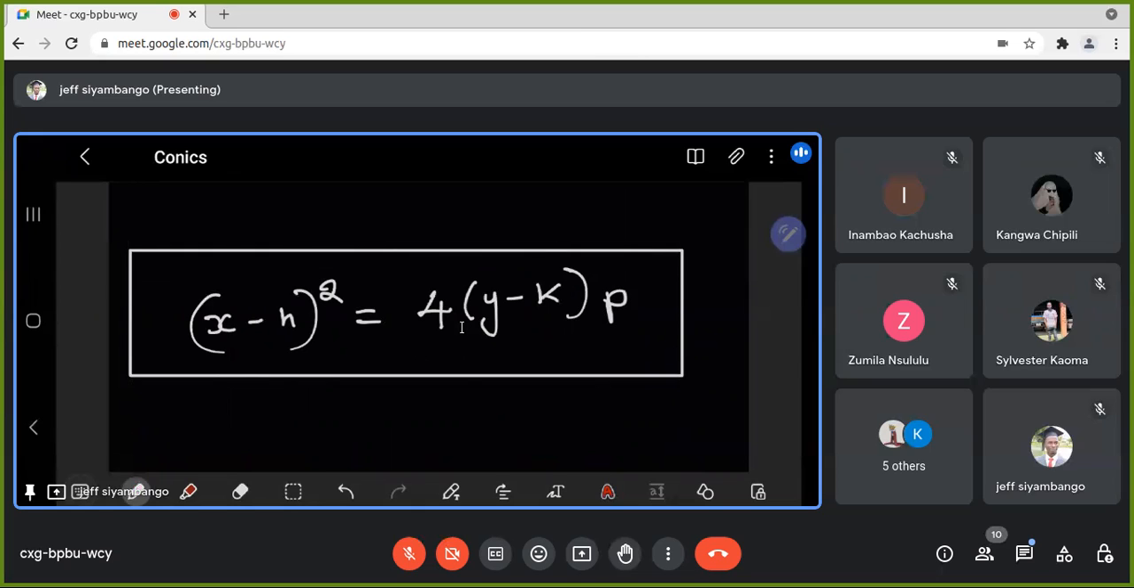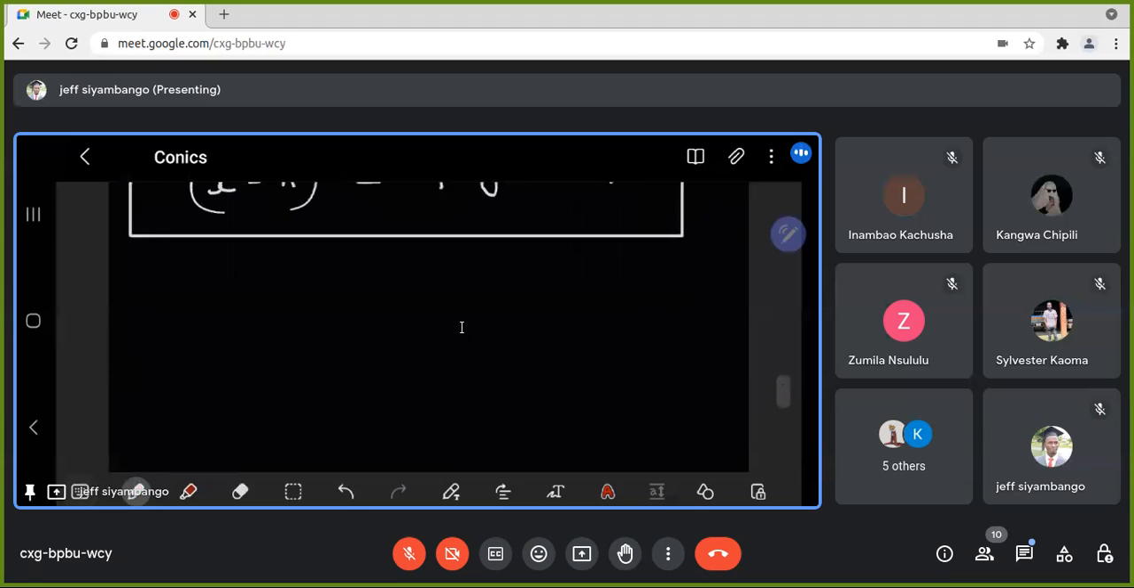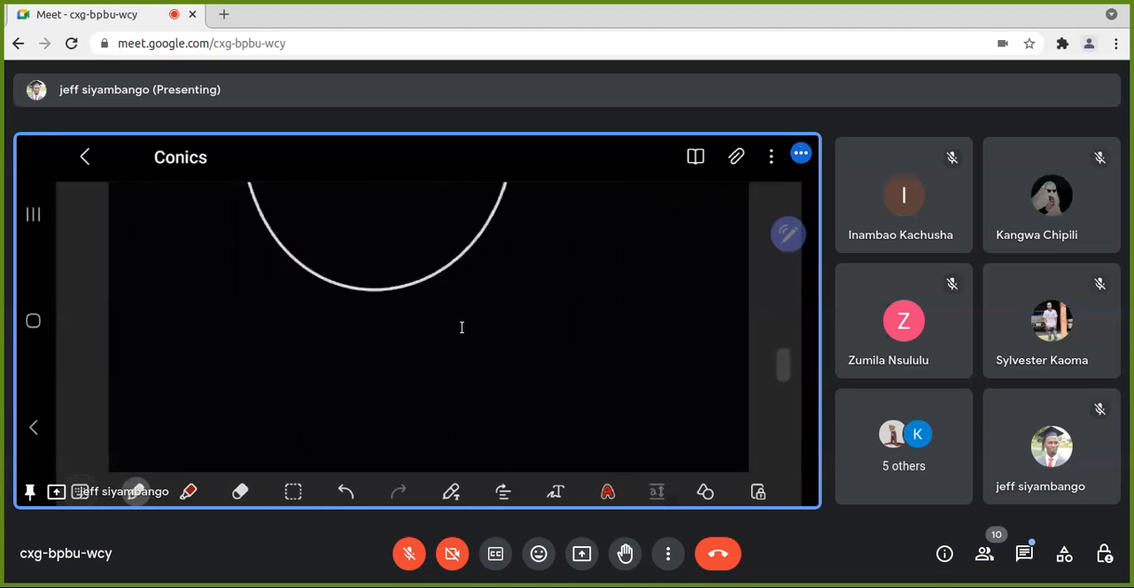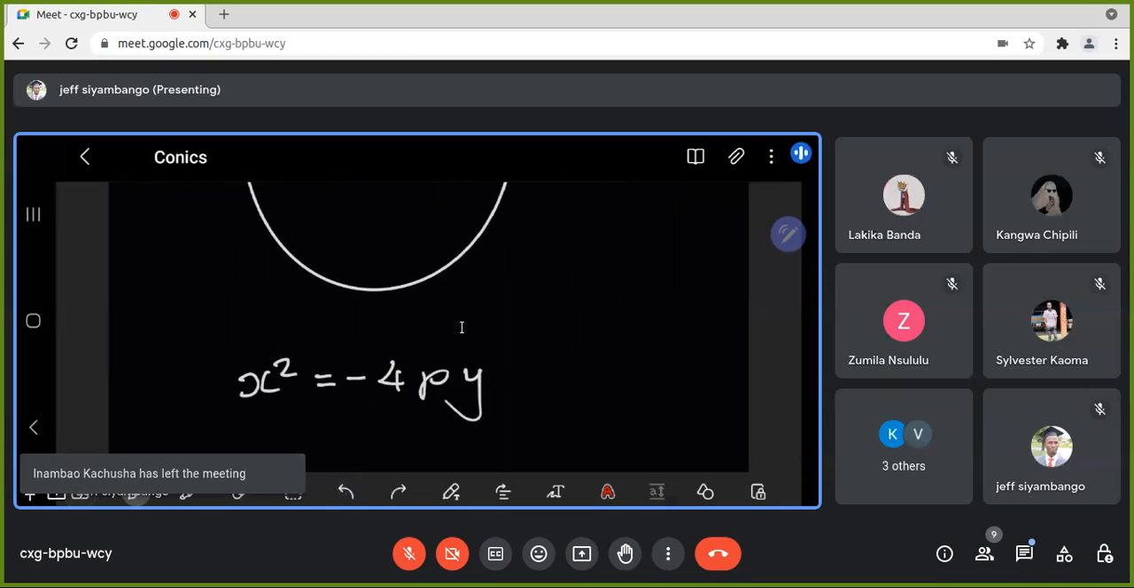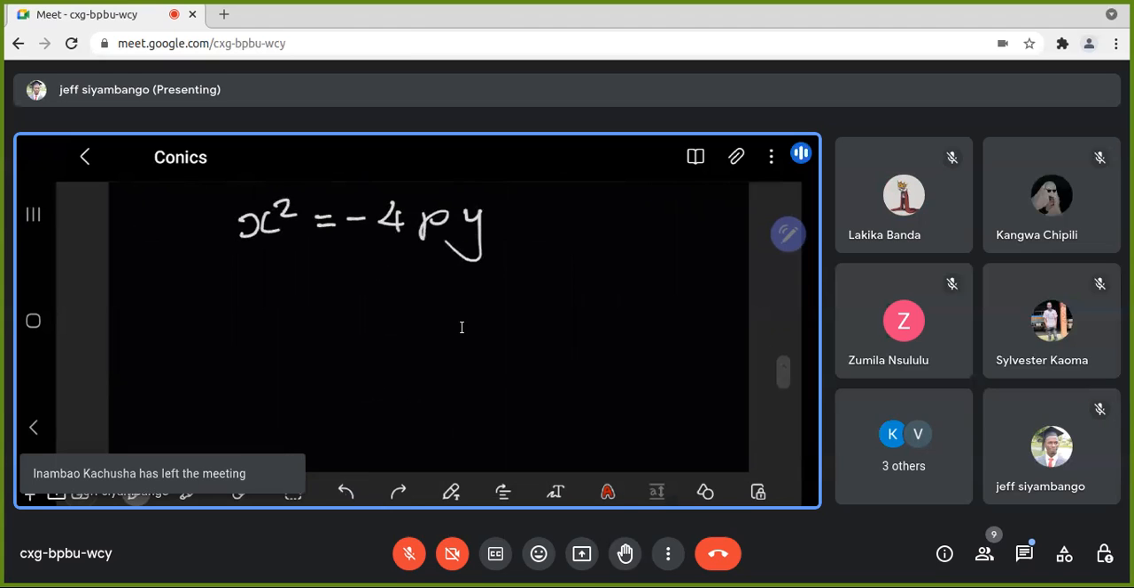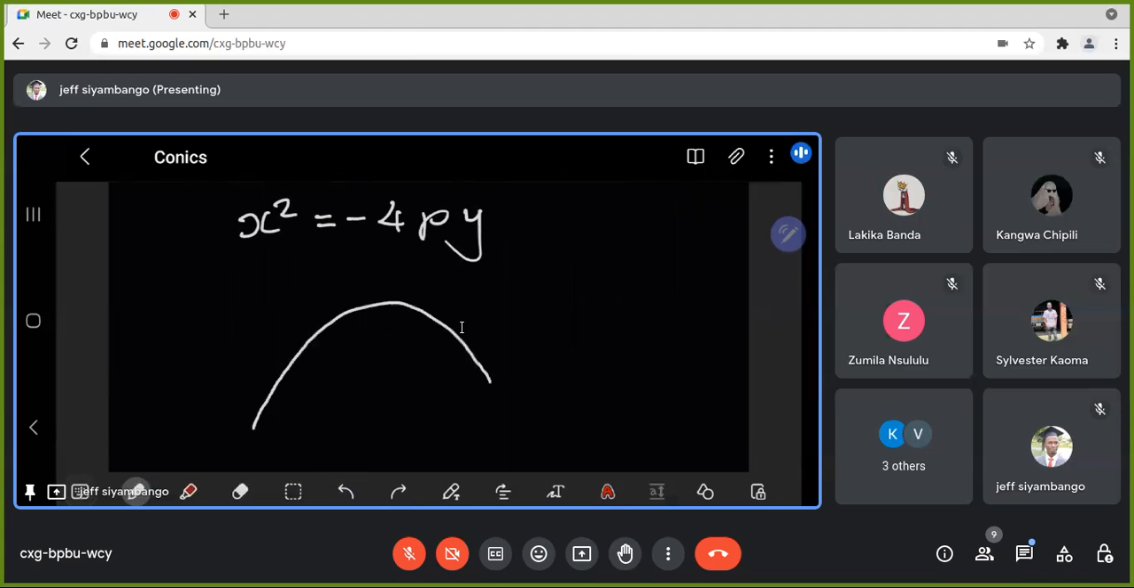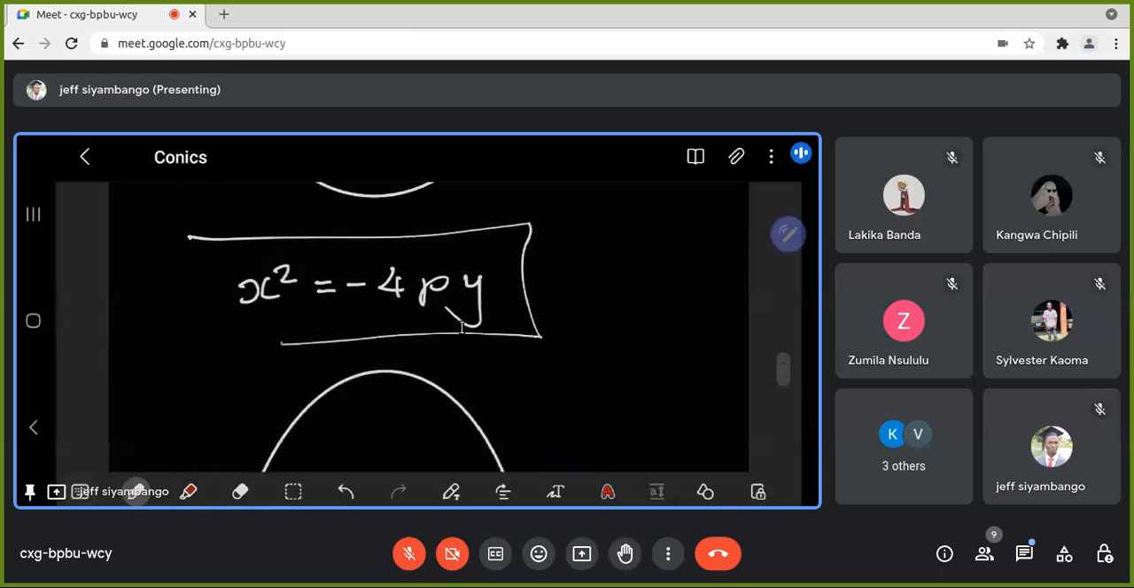Now, parabolas will come in different forms. This, for example, was for a parabola that opens upwards. If a parabola opens either up or down, basically wrapping around the y-axis, then you expect it to be in this same form: x squared equals 4py. But if we have a negative, it's the same expression, but now it opens downwards like this. So it's still wrapping around the y-axis, but now just opening downwards.